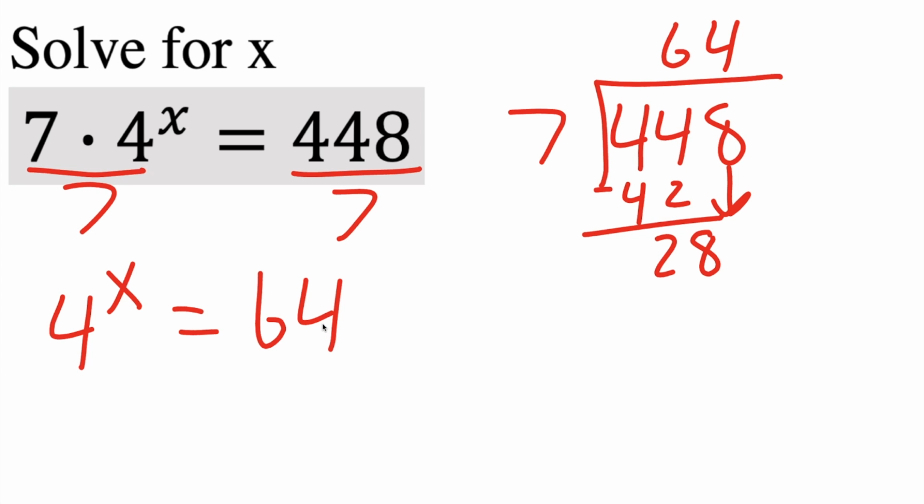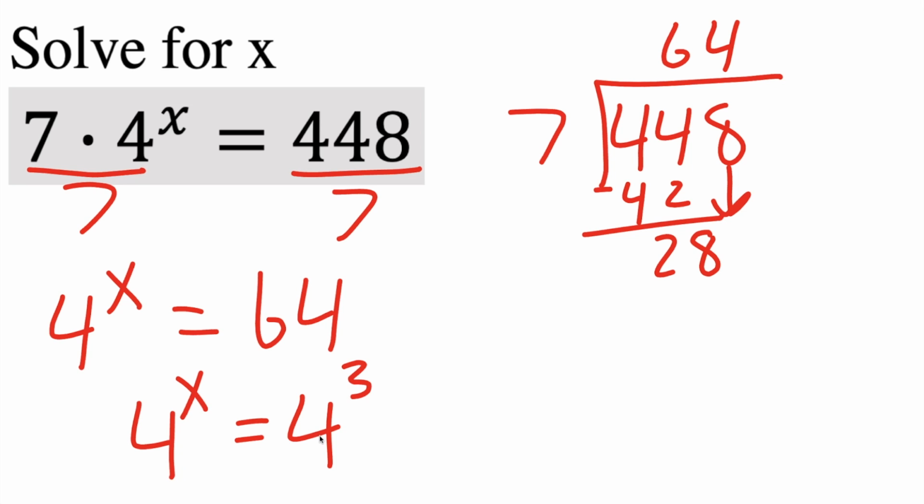Now, with this exponent method, we try to change the 64 to have the same base of 4. And we can do that. So we can say 4 raised to x is equal to 4 raised to what gives you 64. I know 4 times 4 is 16, and 16 times 4 is 64. So 3 4s. So now I have 4 raised to x is equal to 4 raised to 3.